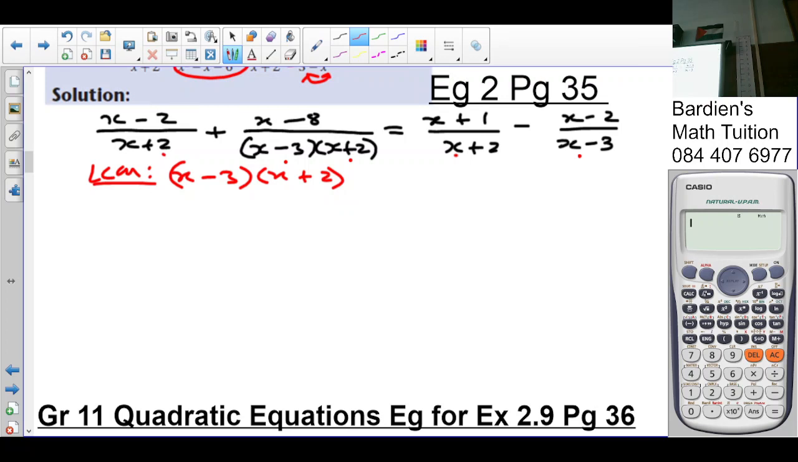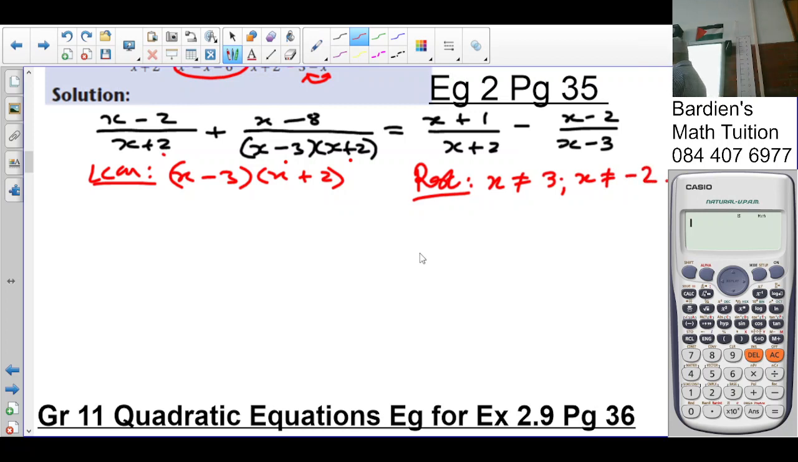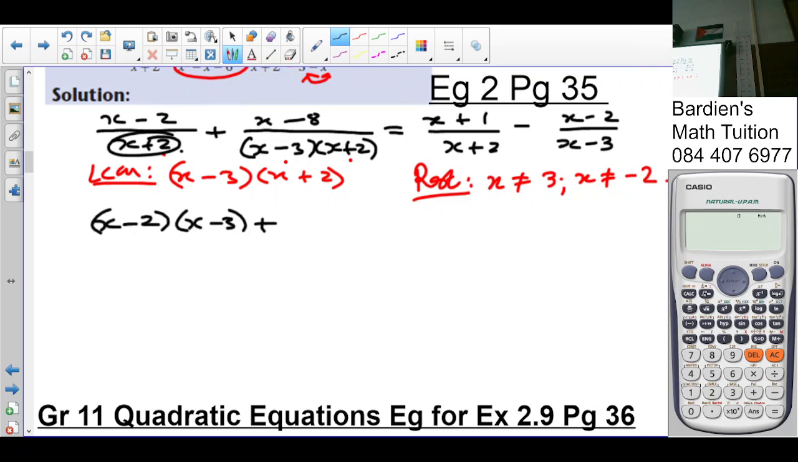Not so. What's my restriction? The values for which x can never be equal to. My restriction says that x can never be equal to 3 and x can never be equal to negative 2. So what must this first fraction be multiplied by? X plus 2 must be multiplied by x minus 3. So it's x minus 2 times x minus 3 plus. What must this denominator be multiplied by? 1. So it's x minus 8 times 1 equals.